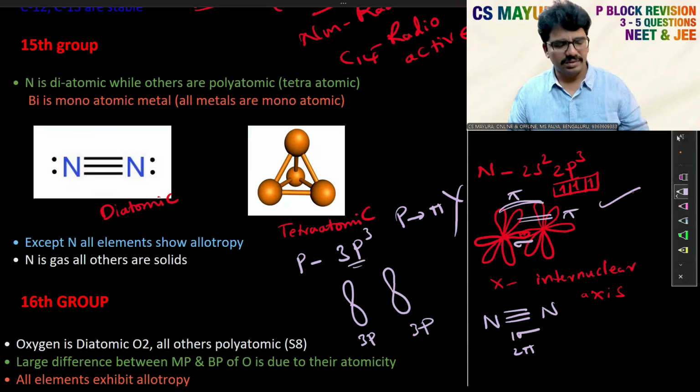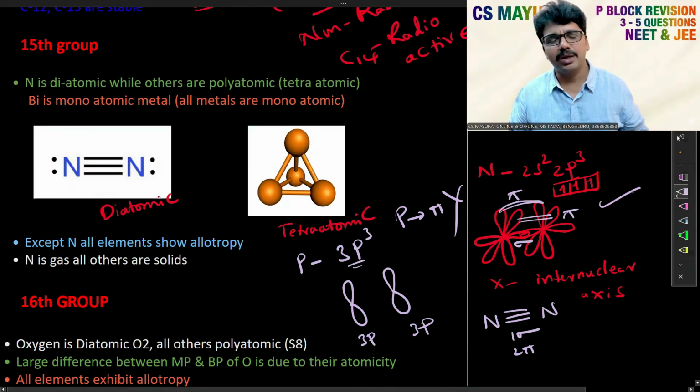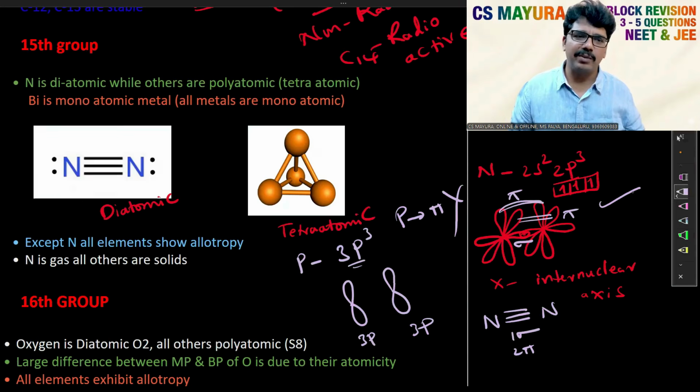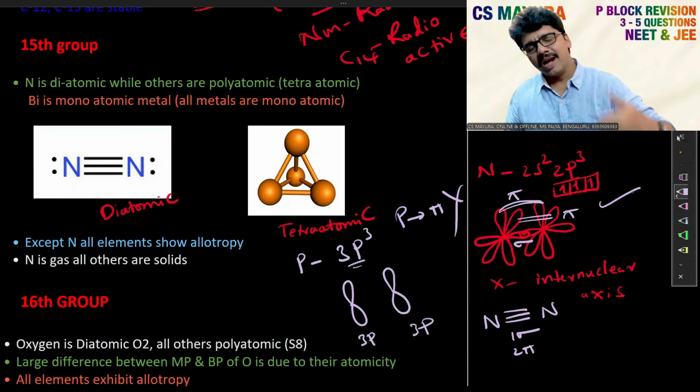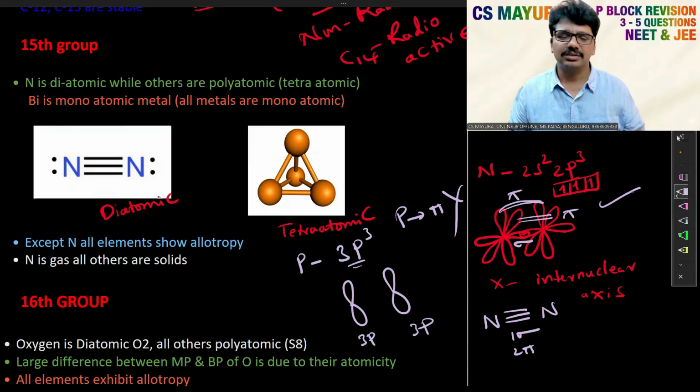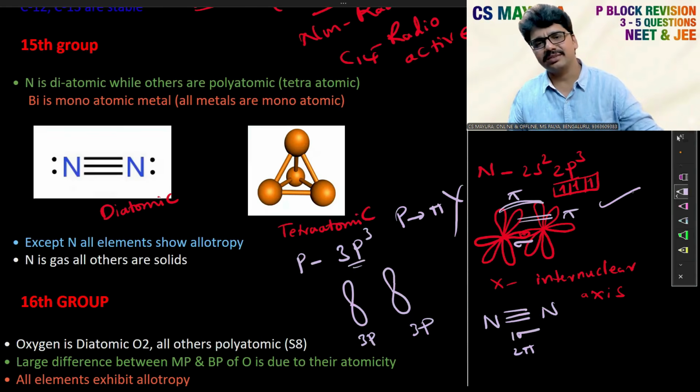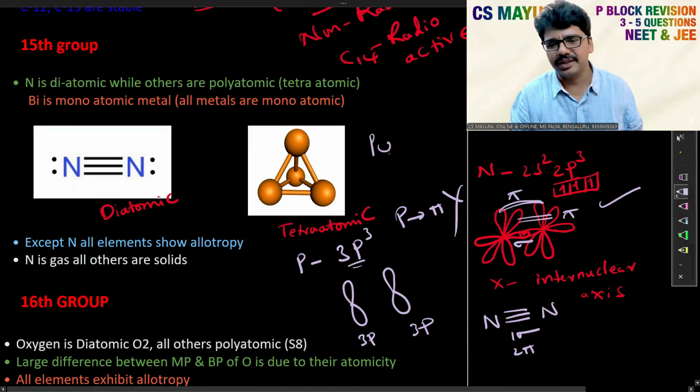So in simple words, nitrogen exists as diatomic because it can have pi bond formation or multiple bond formation. But phosphorus is unable to form pi bonds. So one phosphorus cannot combine with another phosphorus with multiple bonds. So that's why P2 cannot be formed. Phosphorus combines with other phosphorus atoms and exists in P4 state.